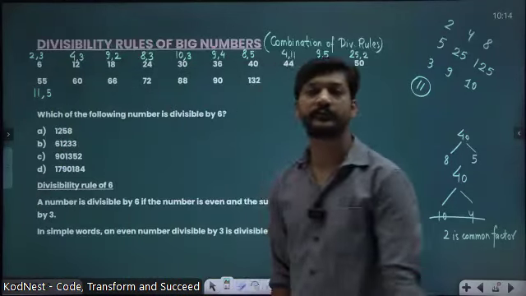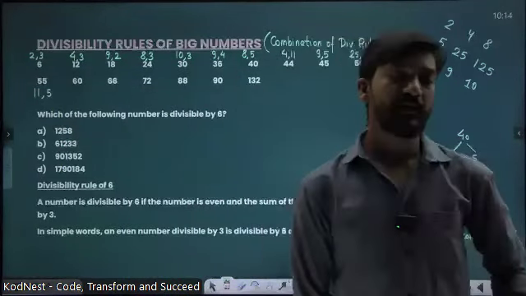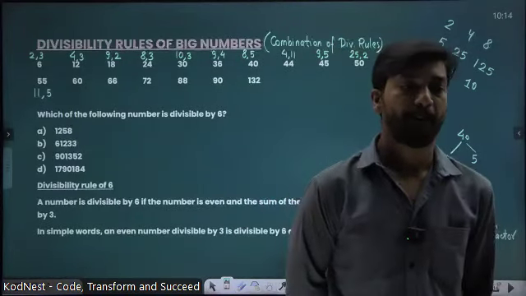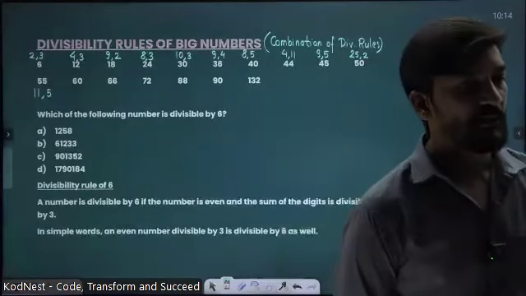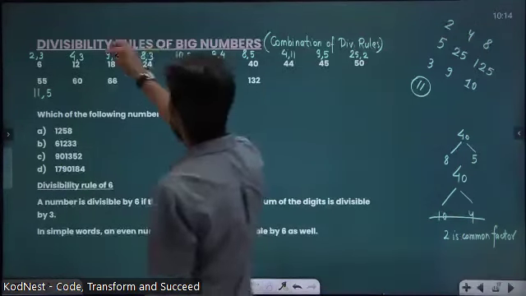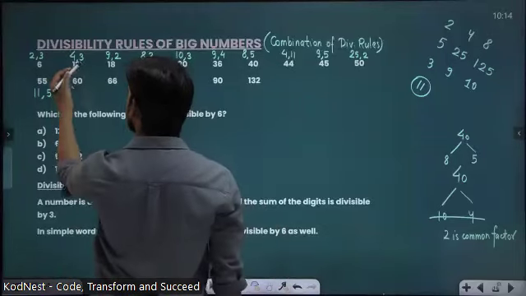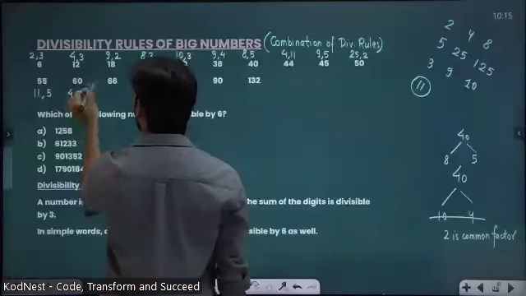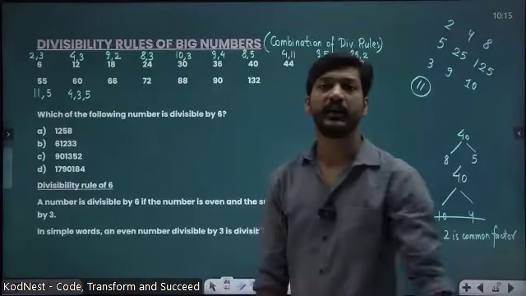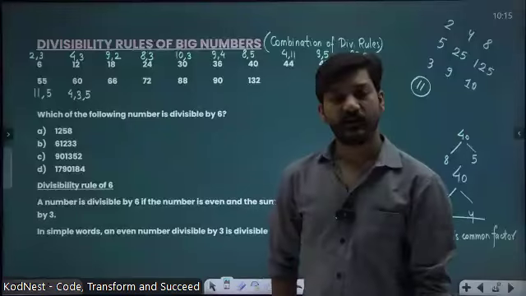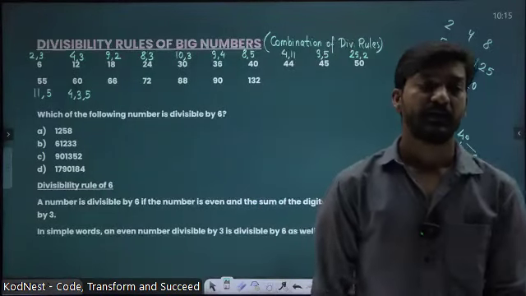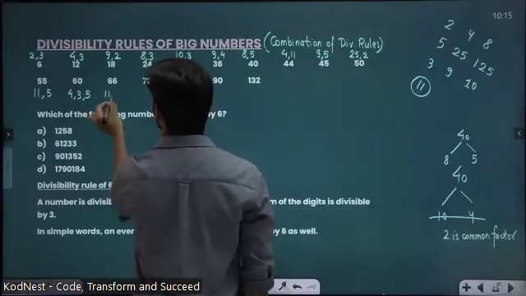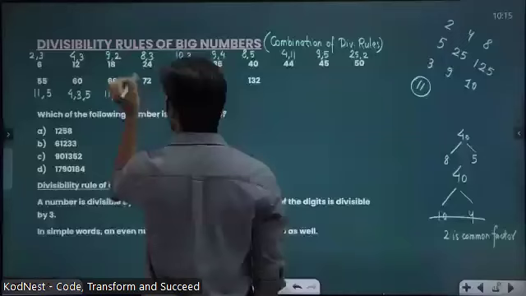Okay, 60. Pair or triplet. Anything you can answer, but nothing should be common anywhere. Don't say 12 and 5; 12 is written here, not there. If you are saying 12, 12 means 4 and 3, so 60 is 4, 3 and 5. Nothing is common: 4, 3, 5. Similarly, 66. What will you say? 11 and 6. For 6, you will say 2 and 3.